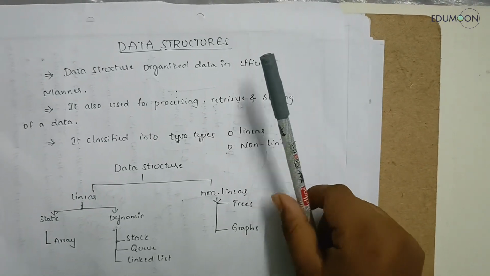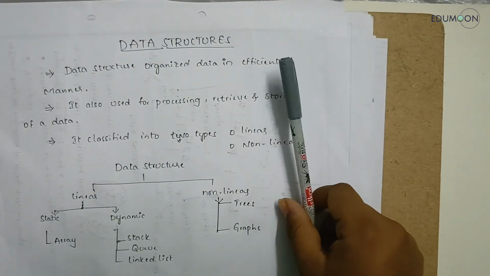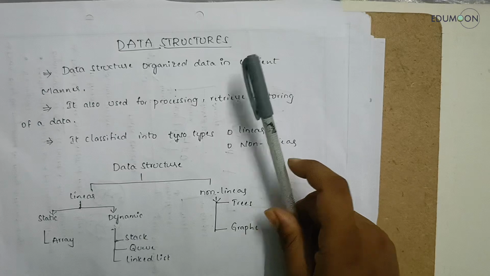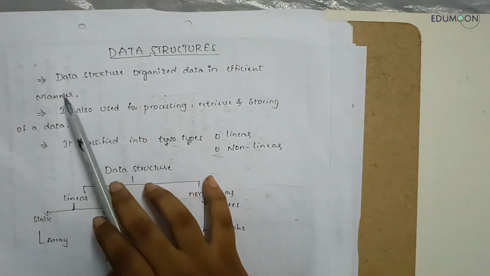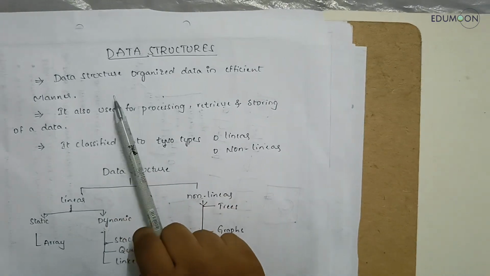Today's session is about the definition of data structures and the types of data structures. It means the classification of the data structures. Okay, let's see the definition of the data structures.